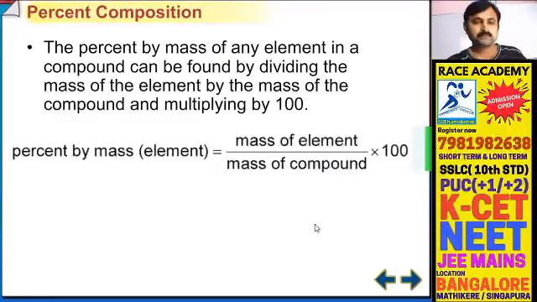So see what the percentage composition is. The percent by mass of any element in a compound is usually found by dividing the mass of the element by the mass of the compound, multiplying by 100. So mass of element by mass of compound into 100. For example, if you take urea and want to find the percent mass of nitrogen in urea, then what will you do? Mass of nitrogen by mass of the compound into 100, you will take to find the nitrogen percentage.